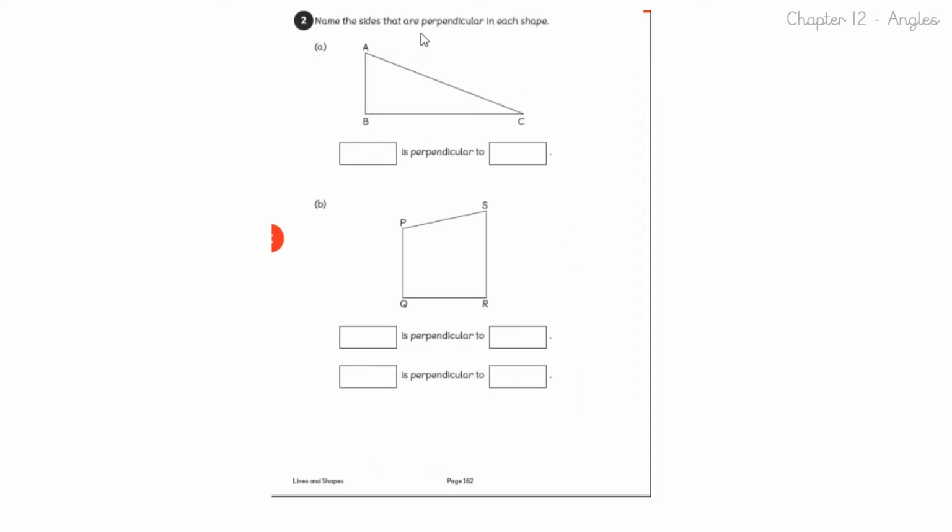Okay, so we got figures C, D and E. Activity 2. Name the sides that are perpendicular in each shape. Remember, all the lines are already labeled for us, so let's check. So we know that AB is perpendicular to BC because they meet at a point and they make a right angle. Here, did you find any right angles? We know that PQ and QR make a right angle, so PQ is perpendicular to QR. Also, QR and RS make a right angle here, so QR is perpendicular to RS.